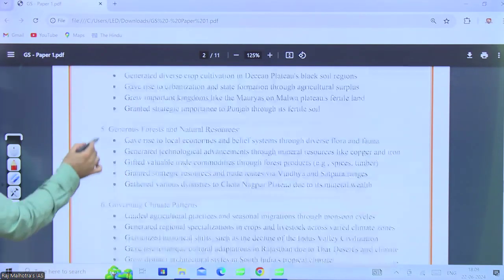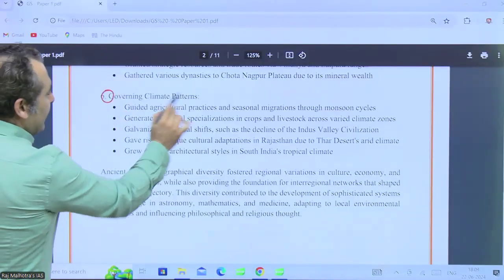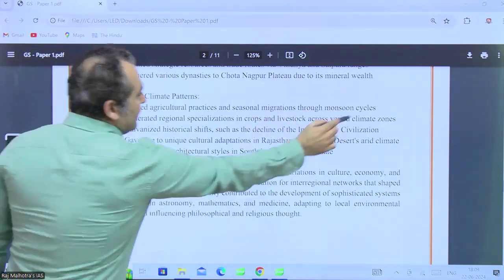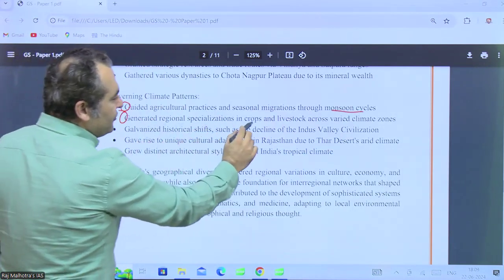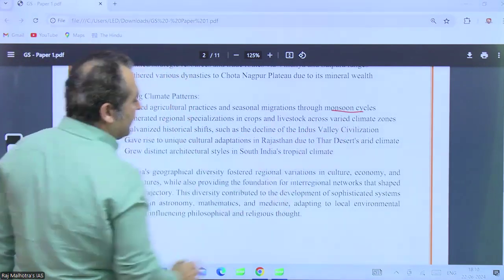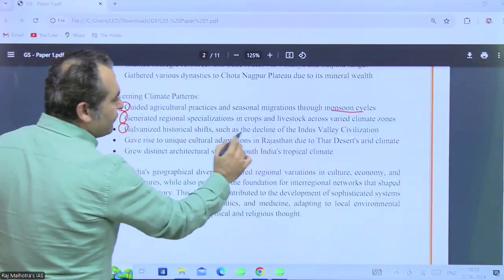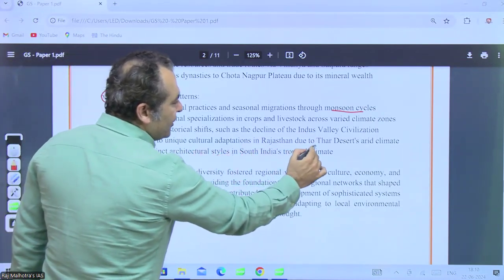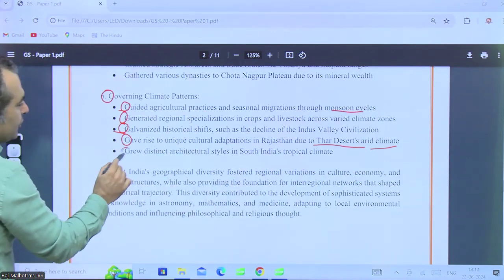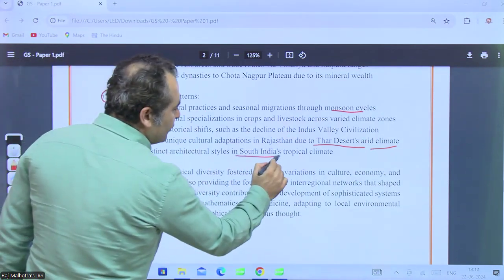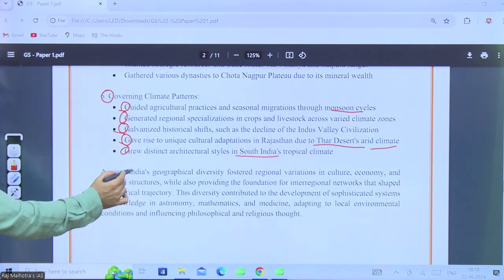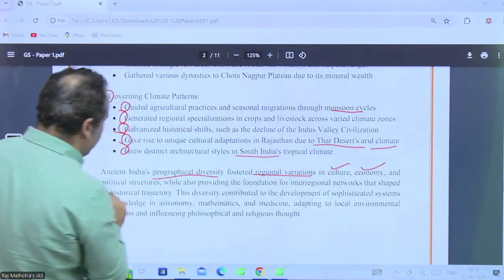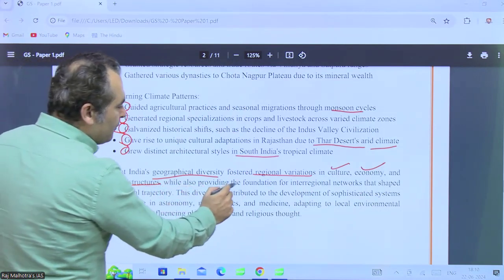mineral wealth, and last, not the least, governing climate patterns, guiding agricultural practices and seasonal migration through monsoon cycles, generated regional specializations in crops and livestock across varied climate zones, galvanized historical shifts such as decline of Indus Valley civilization, gave rise to unique cultural adaptations in Rajasthan due to Thar desert's arid climate, grew distinct architectural styles in South India's tropical climate.